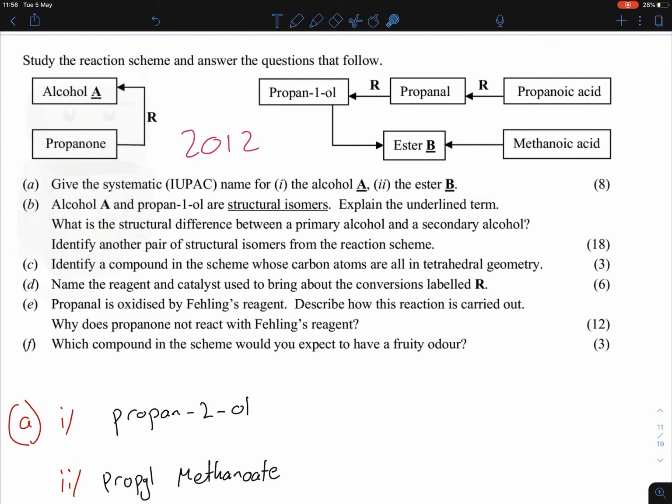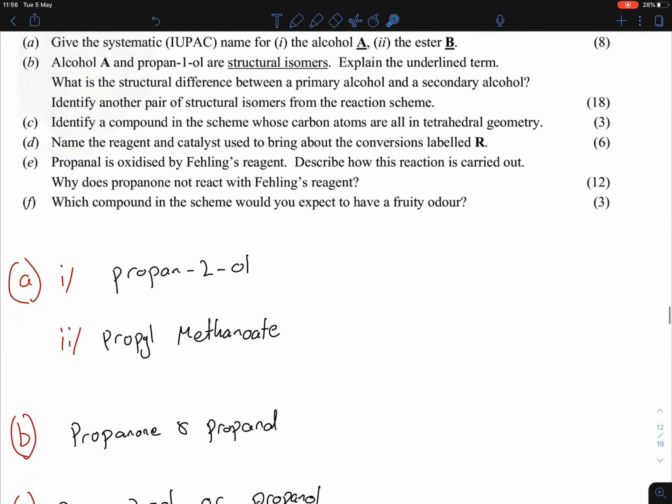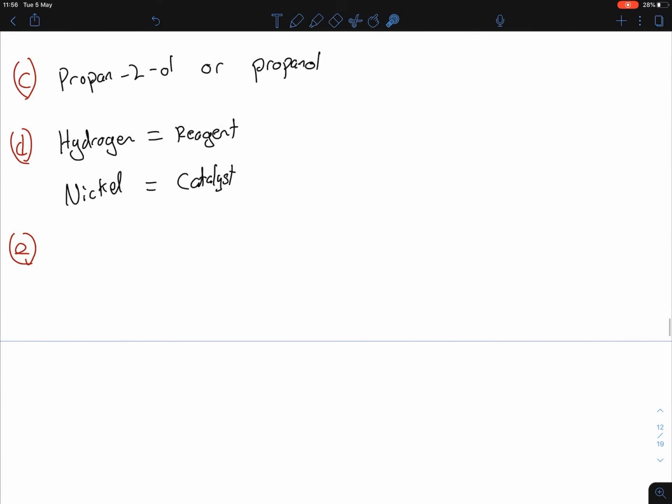E. Propanal is oxidized by Fehling's reagent. Describe how this reaction is carried out and why propanone does not react with it. Okay, let's get started. So for Fehling's there's a couple of different reactions that you need to know. All you have to say is Fehling's A and Fehling's B. You can see this on my website in the experiment section. It writes this up easy enough in a test tube.